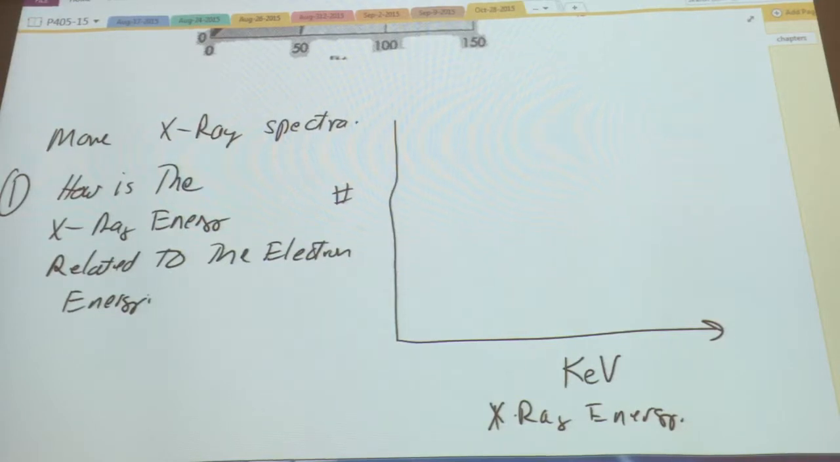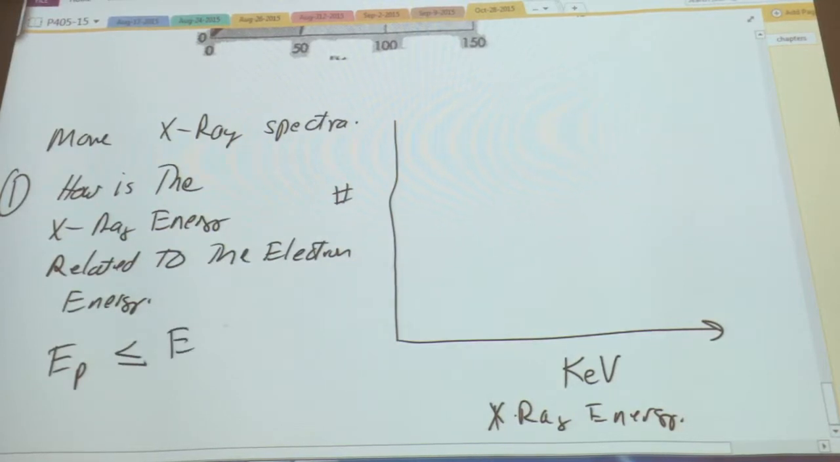How did the X-ray energy relate to the electron energy? Like directly proportional? It could directly be proportional, as high as the energy level, but the photon is usually going to be smaller. Yes, the photon energy, EP, will be less than or equal to the electron kinetic energy.